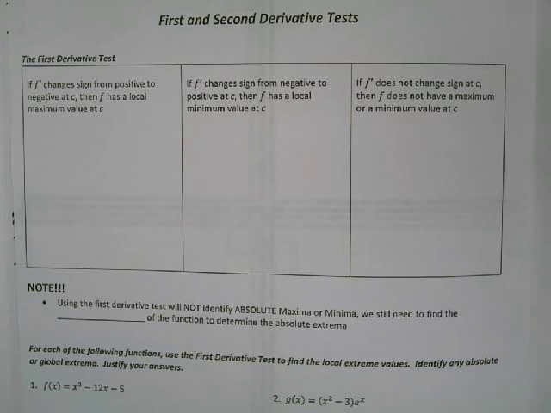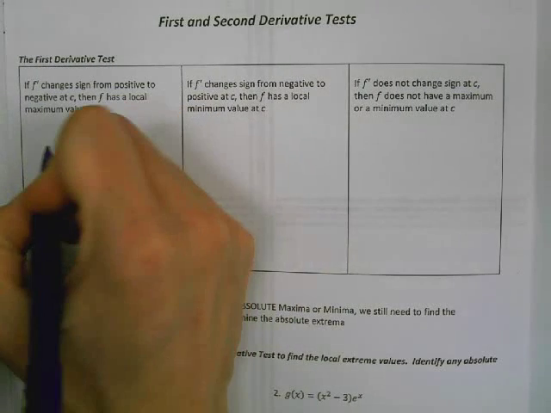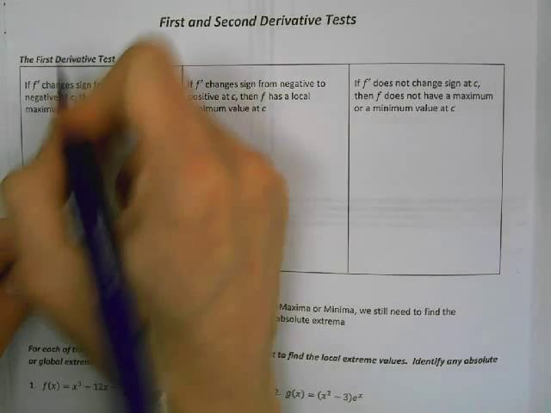So here's what the first derivative test looks like. The idea here is that if f prime changes sign from positive to negative at some value c, then f has a local max at value c. And we already knew that when we were looking at the graph of f prime: in order to find a maximum value, we had to see where f prime changed from positive to negative. So graphically, what we're looking at is something like this.